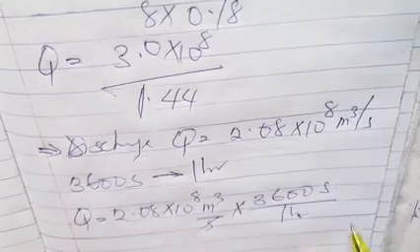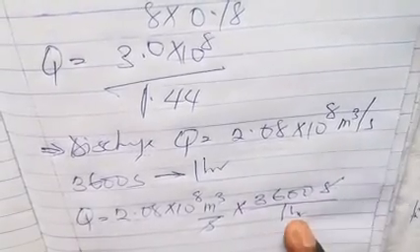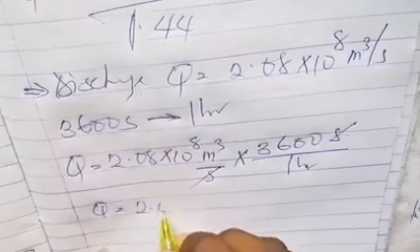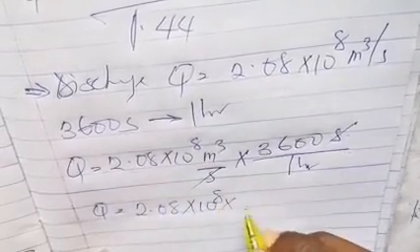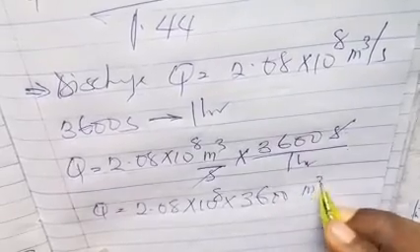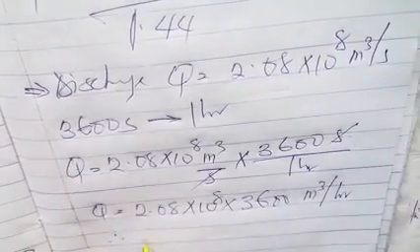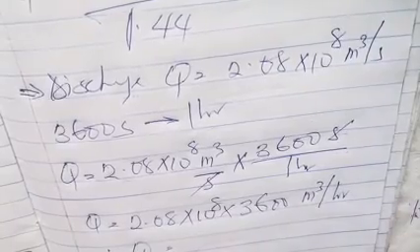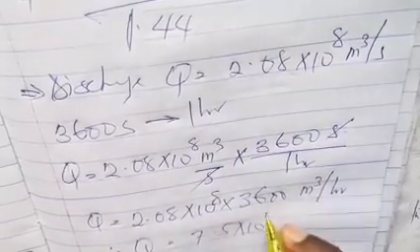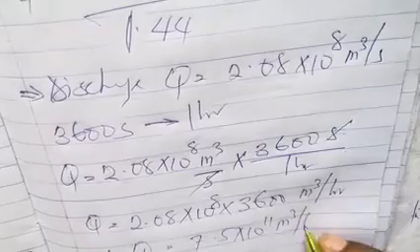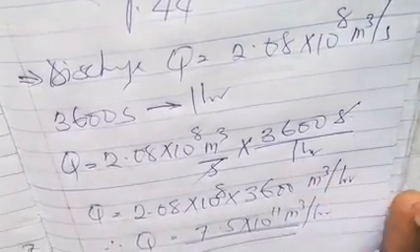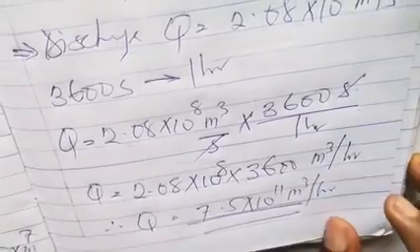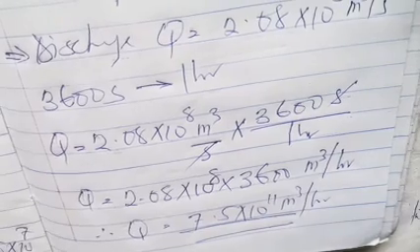Therefore, notice now that seconds cancels seconds. So we've been able to remove seconds and we're left with what? An hour. So that means to obtain this discharge Q, we're multiplying 2.08 by 10 to the power of 8 by 3,600. This gives us meter cube per hour, and therefore this discharge Q is equal to 7.5 times 10 to the power of 11 meter cube per hour. So this becomes the volume flow rate in meter cube per hour. Okay, so that's it for the first question.